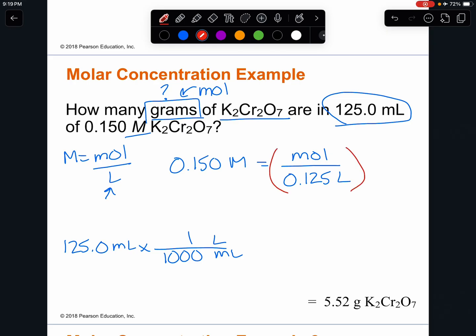So when you have this, I just want to remind you, because I know it's probably been a while sometimes since you've done this, you want to get the bottom number out. So you can go ahead and multiply both sides by that bottom number.